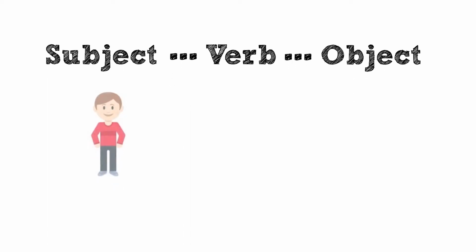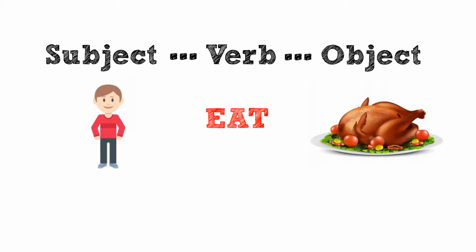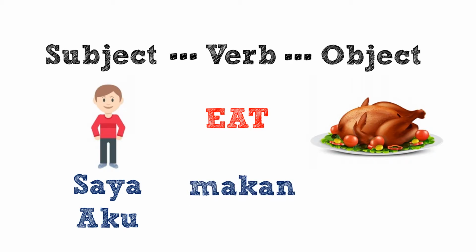So, if we want to make a sentence, for example, I eat chicken, you can say saya for formal, or you can say aku for informal. Makan ayam. Saya makan ayam. Aku makan ayam. Makan for eat, ayam for chicken.